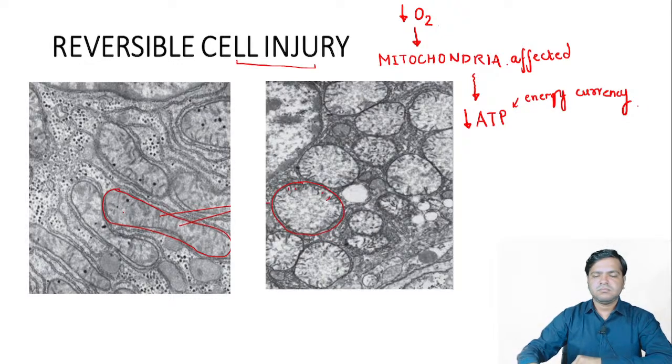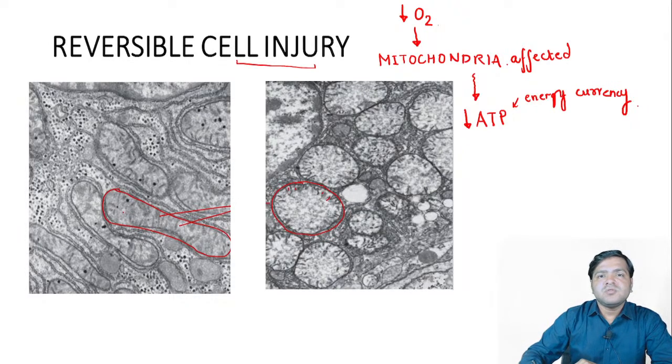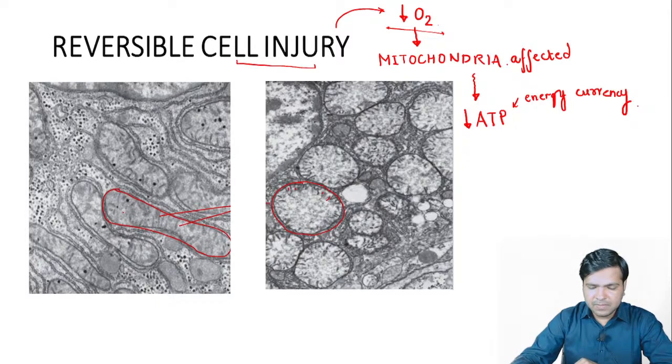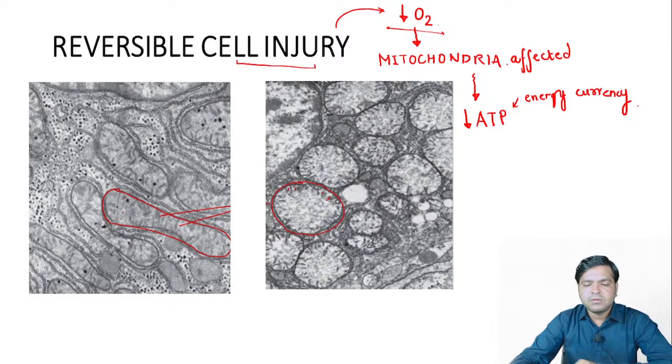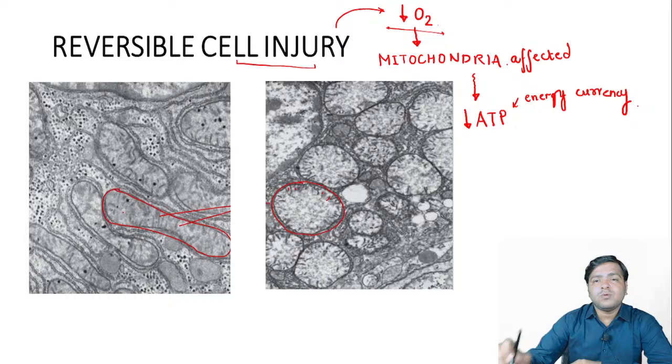So everyone is aware that the most common cause of cell injury is hypoxia, that is, a decrease in the levels of oxygen. And you already know that a decrease in the levels of oxygen will first affect the mitochondria of the cell, that is the powerhouse of the cell, and in turn there will be a decrease in the production of ATP.